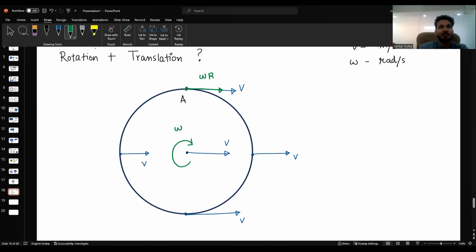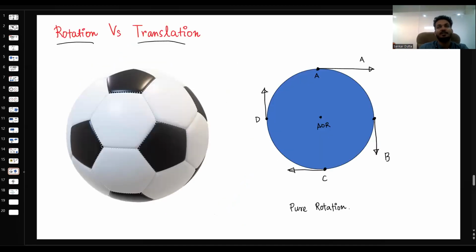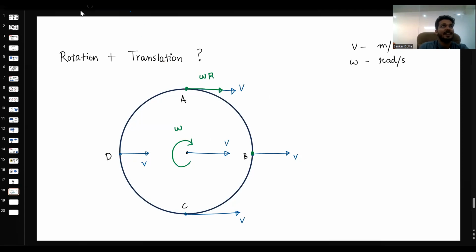Guys, tell me what is the direction of omega r at point B? That will be in the forward direction, and that will be in the tangential direction. For that I want you to refer to this. Because of rotation, how do the velocities look? It's tangential, right? So if it's doing both rotation and translation, guys, this is how omega r looks.